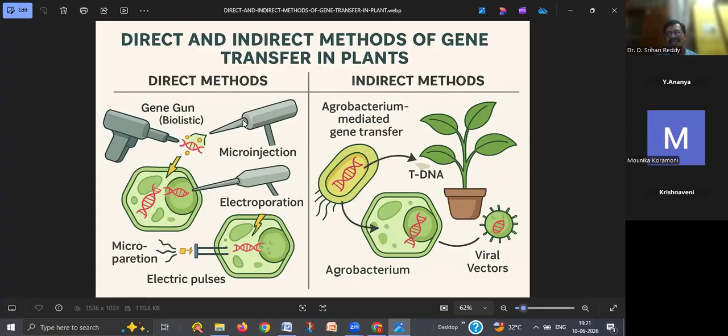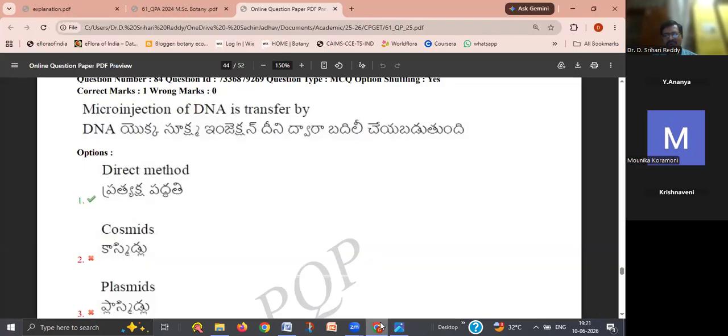So these are the direct methods. That means directly, without using a vector, DNA enters into the target plant tissue. So these are the direct methods. And the indirect method is Agrobacterium mediated gene transfer. So you have to remember all these methods.